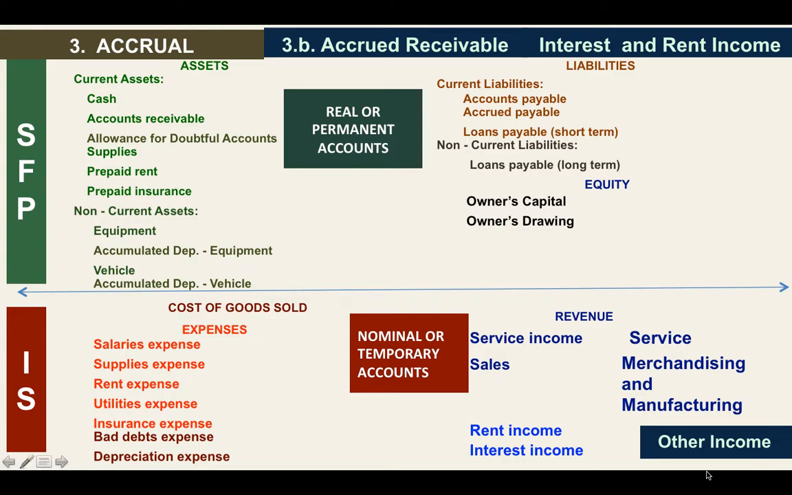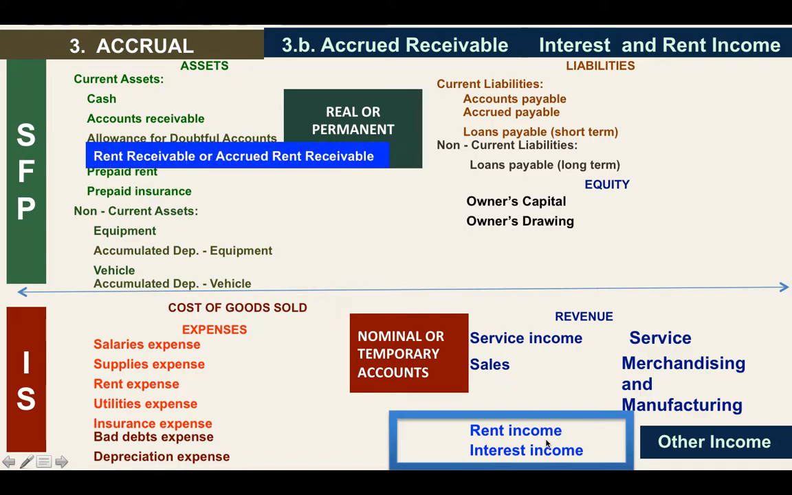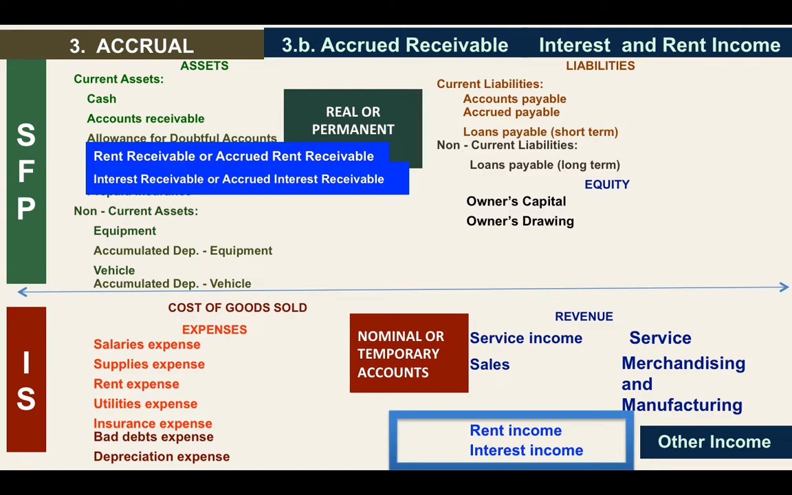Okay? To increase this, kung meron tayong na-earn na rent or interest income, we will increase this by crediting, of course, the income and debiting a receivable account. We can debit rent receivable or accrued rent receivable. Rent receivable is used kung yung income na na-earn natin is only for the current year. Pero kung mag-spill over the next reporting period, we will use the accrued rent receivable. Same concept with interest. Okay?